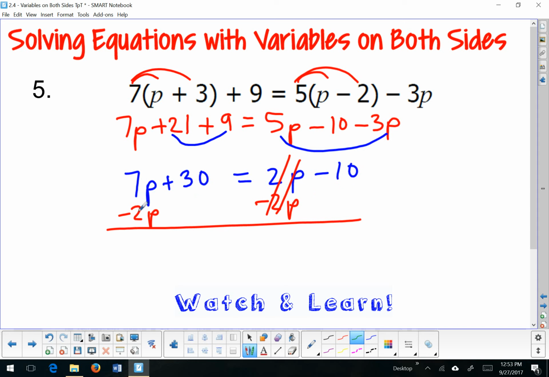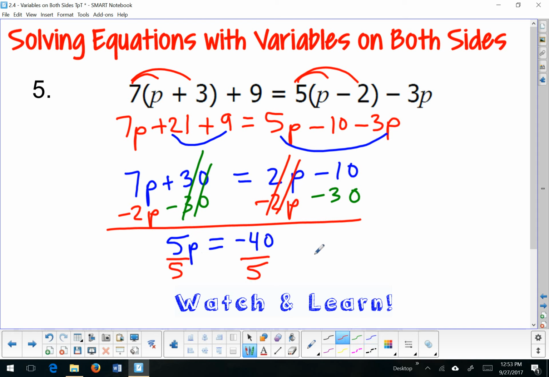Well, he's already taken because he has a combination problem he needs to finish. So I'm going to subtract 30 from both sides. And that gives me a cross out on both sides, which is fair. And now I can rewrite my problem. 5p is equal to negative 40. Divide both sides by my coefficient and get my final answer.